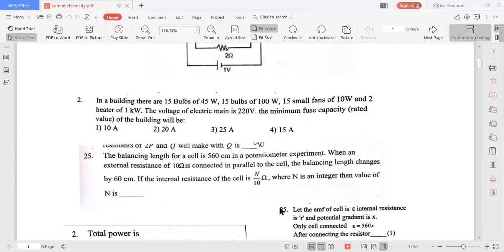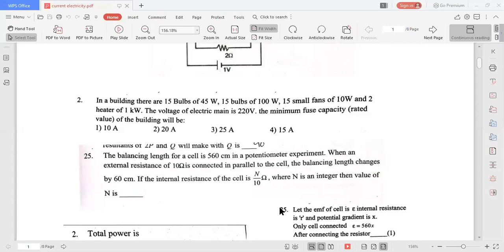Minimum fuse capacity means here the answer is given in terms of current. That's why, what is the maximum current that can be passed through the fuse wire? That is the minimum fuse capacity. So to find the minimum fuse capacity means the maximum current through the external circuit. That will be the minimum current that can be passed through the fuse wire. So we have to find the current through the circuit. To find the current, how can we find it?